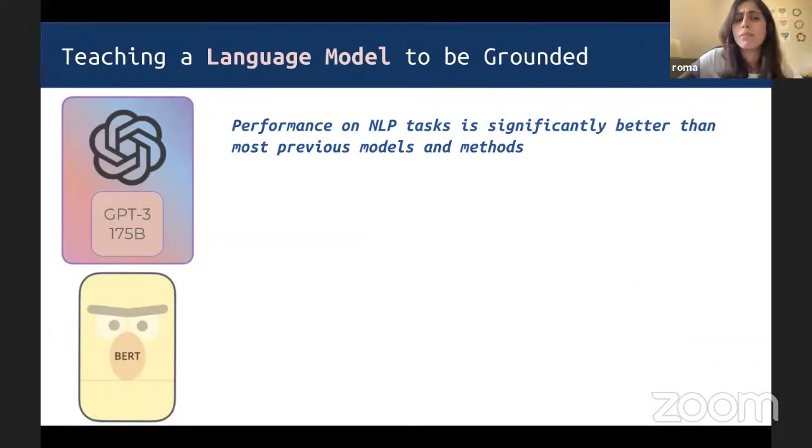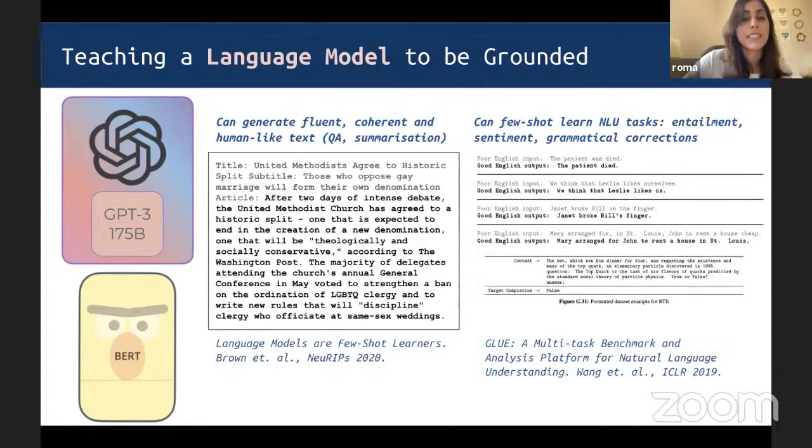As we've seen, the performance on NLP tasks with these models is just significantly better than most previous models and methods. For example, on the left, we can see that they can generate very fluent and very coherent text in a way that most models couldn't do before, because the task of generating even a simple natural language sentence in a way that is fluent and human-like is actually quite a difficult task. And then on the right, even standard NLP tasks like natural language entailment or sentiment analysis or grammatical corrections can again be done exceedingly well by these models, where we've seen lots of instances of previous smaller models failing on such tasks.